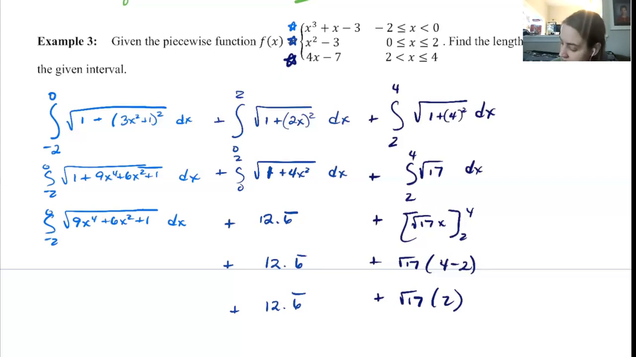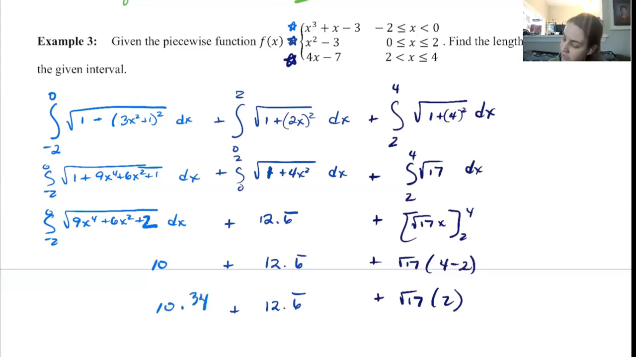Square root of 9x to the 4th plus 6x squared plus 1, comma, oops, let's close that. Comma x, comma, -2, comma 0. And I'm getting 10. I wonder if that factors. Oh, this is a +2. Oh, shoot, that's a +2 on the end. Hold that thought. Typo. 10.34.